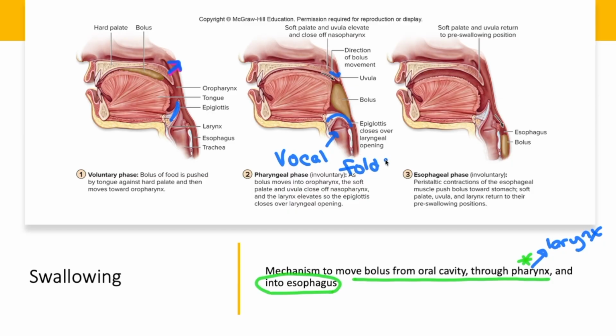List of things that happen. Vocal folds will close, or the other way we think of it is adduct. So the two folds will come closer to the midline and close off the airway completely.